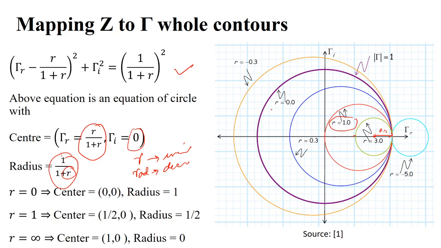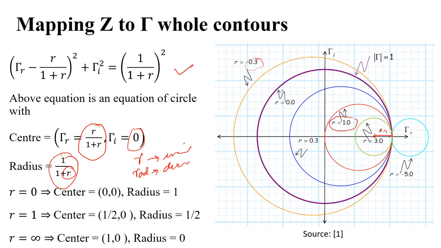When r is exactly 0, what will happen? The center will be at the origin, and the radius will be 1. So this is the region where the magnitude of gamma is equal to 1, the unit circle line. Now, this region we already know is an invalid region, since it is only for r equal to negative values, and we are not concerned about negative resistance. So we are focusing only on r from 0 to positive values.